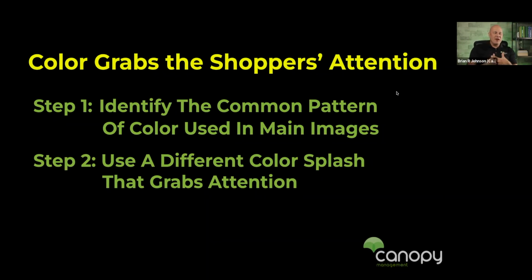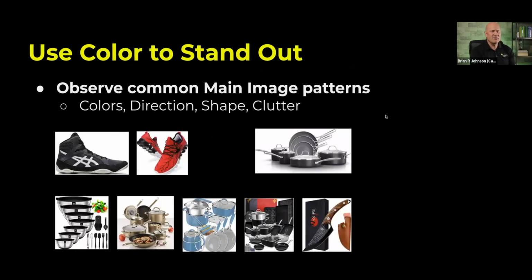So when we talk about using a different color splash, let me see if I show an example. Here we go. I do have examples. Let's say, for instance, you have a search result full of black shoes, right? Now, obviously, if you sell a red shoe, that's going to stand out, especially if somebody's searching for black shoes, right? Which does happen.